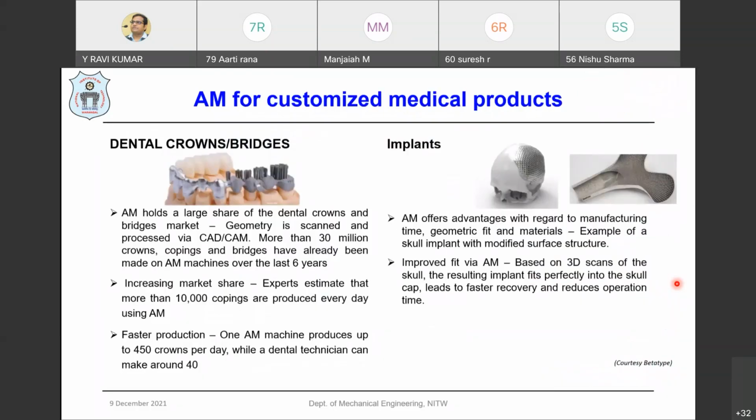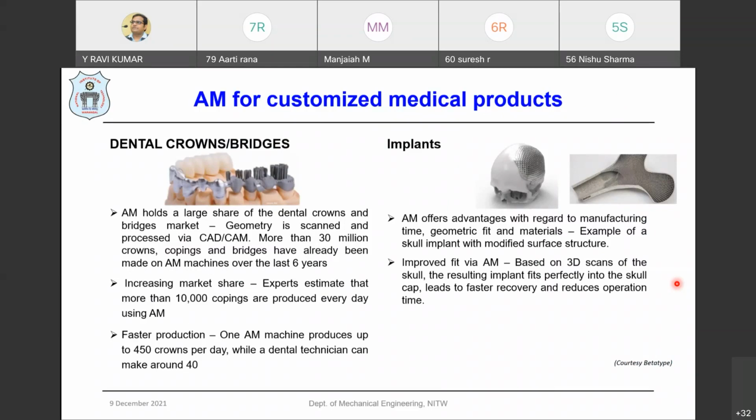And if you look at another example, related to medical products, you might have seen dental crowns or bridges, implants, skull implants or knee implants. When making these dental crowns or bridges with the conventional method, we make a standard type of crown or bridge, but that is not at all suitable from patient to patient.